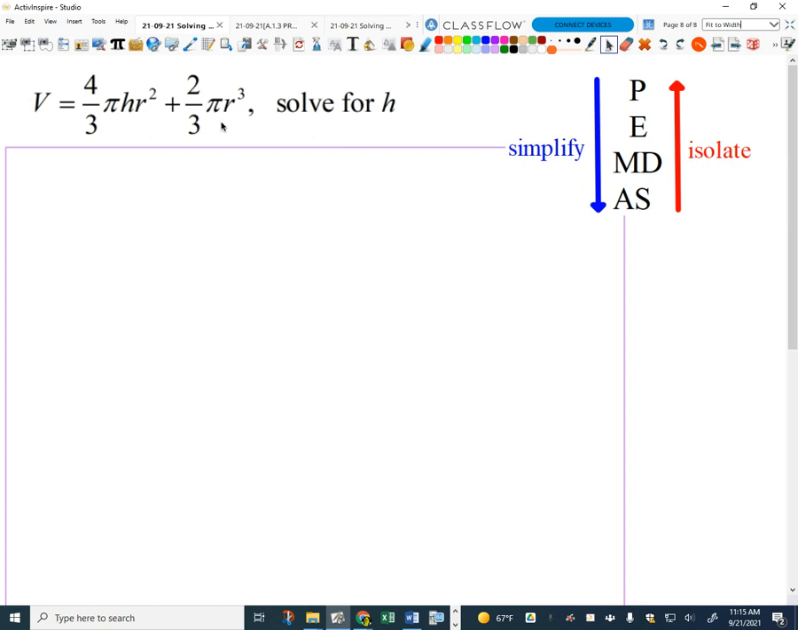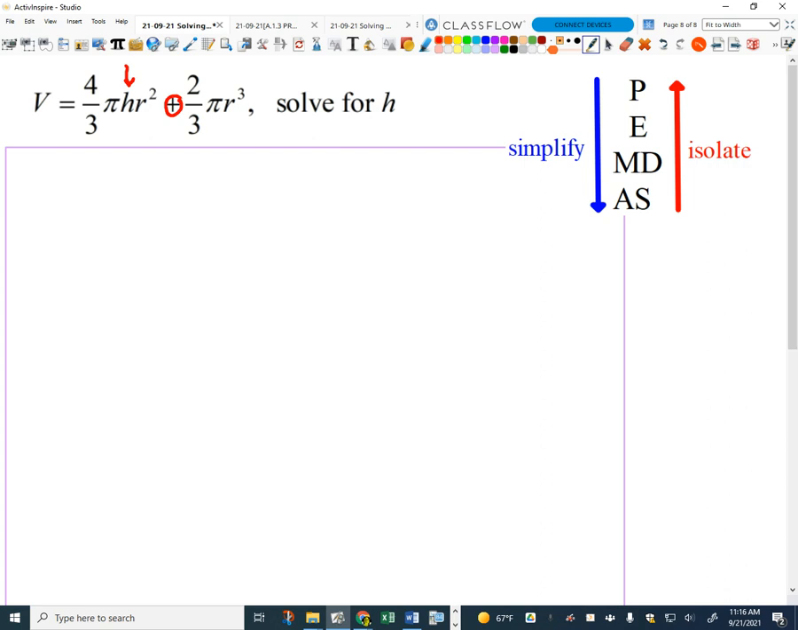It's this whole term, 2/3 pi r cubed, right? That whole thing. Look how that's connected. Here's my h, and I've got this plus sign here. All of this stuff is connected to the h by addition, right? It's being added to the term that contains the h. Everybody agree? So I want to undo that.